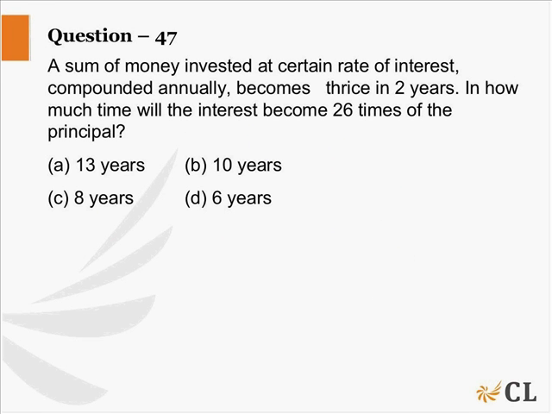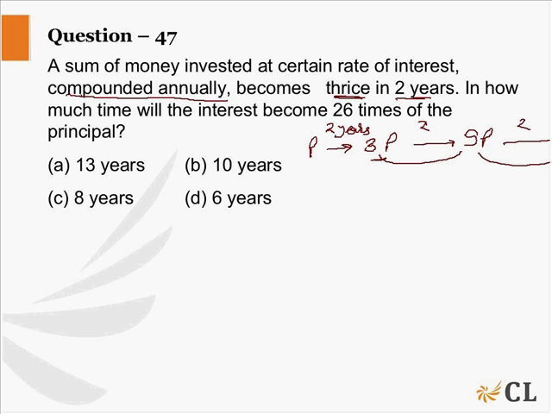Question 47: A sum of money invested at a certain rate of interest compounded annually becomes thrice in 2 years. P becomes 3P in 2 years. So whenever money is invested on compound interest, whatever you invest becomes 3 times in 2 years. So after this 3P, in the next 2 years, this 3P becomes 9P. In the next 2 years, this 9P becomes 27P. So the amount will become 27P after 6 years.